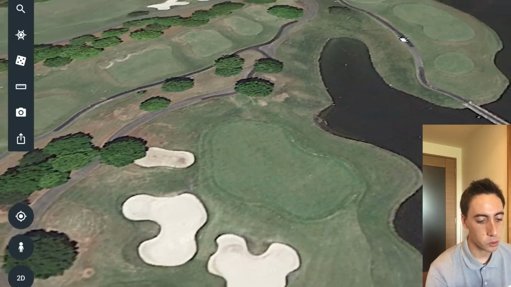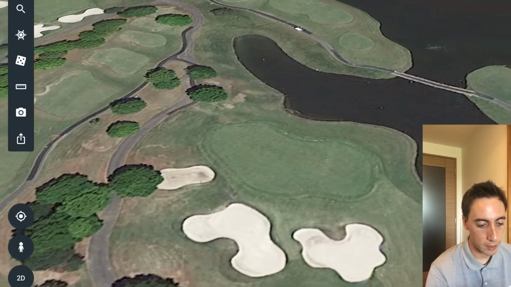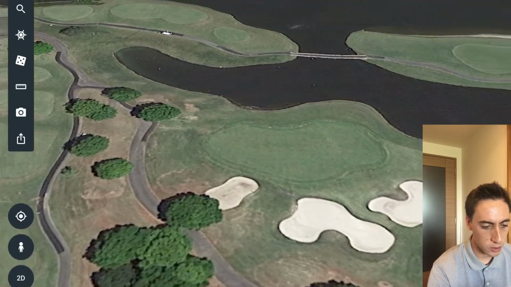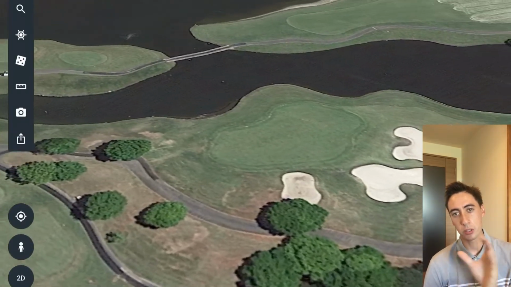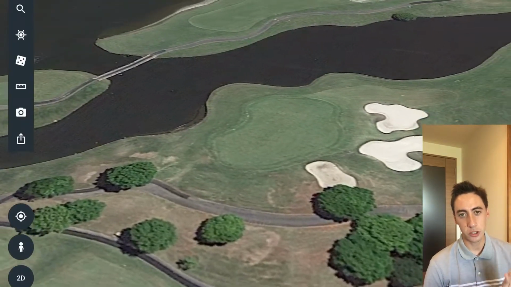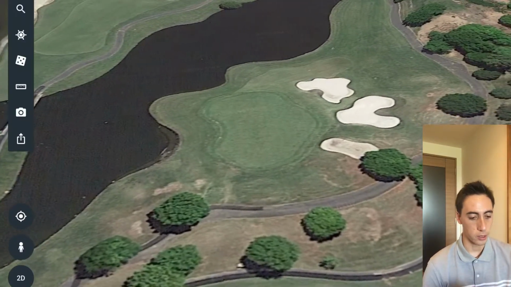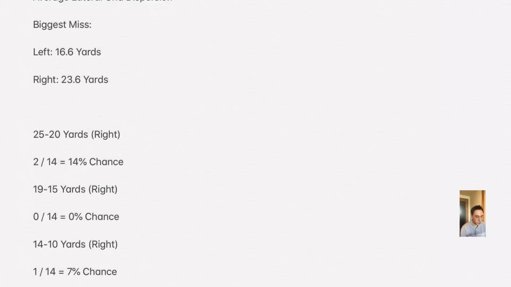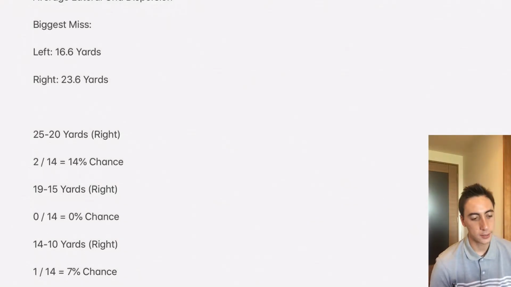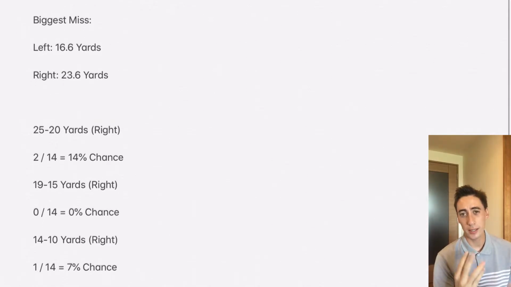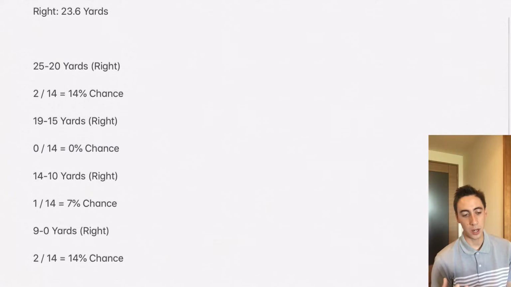So if this player aimed directly at this pin, remember they have right around 18 yards to the water. So let's hop back to our notes and figure out how many shots this player, if they aimed at this pin, is going to hit into the water. So we hop back to our notes, again, from basically 18 yards to the right and greater, this player has about 2 shots out of 14 shots they're going to hit into the water, right? So there's a 14% chance if this player aims at the pin that they're going to hit into the water.